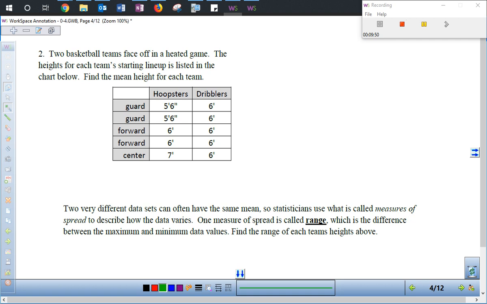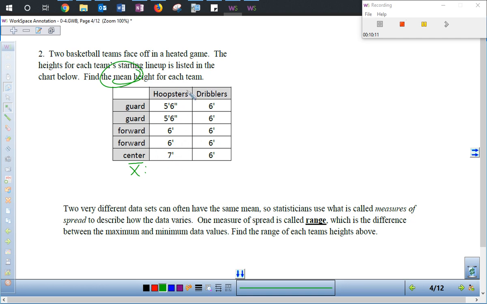Find the mean height for each team. They don't want us to find the mean, median, and mode. They just want the mean. So we will need to find the mean for the hoopsters and the mean for the dribblers. So to find the mean, we need to add all of the heights up and divide by how many players there are.